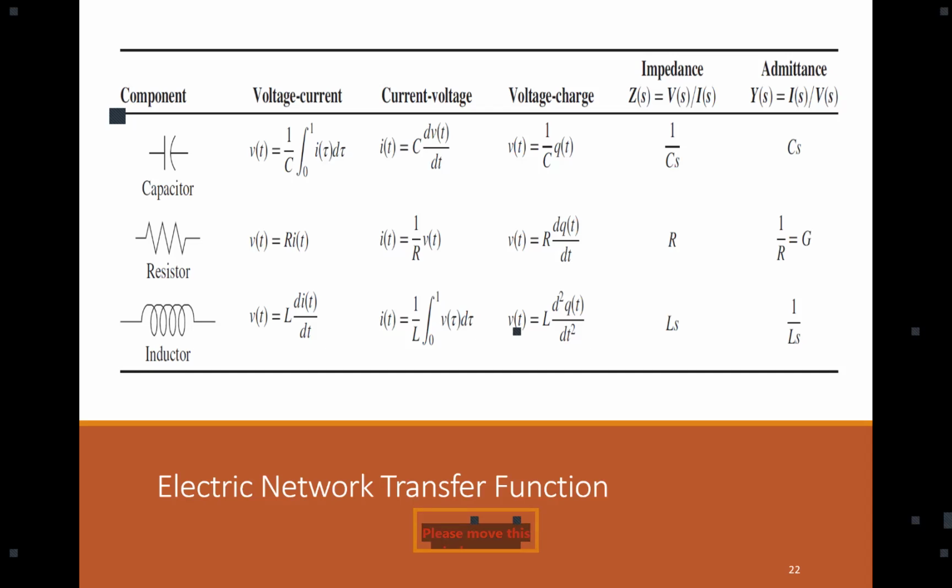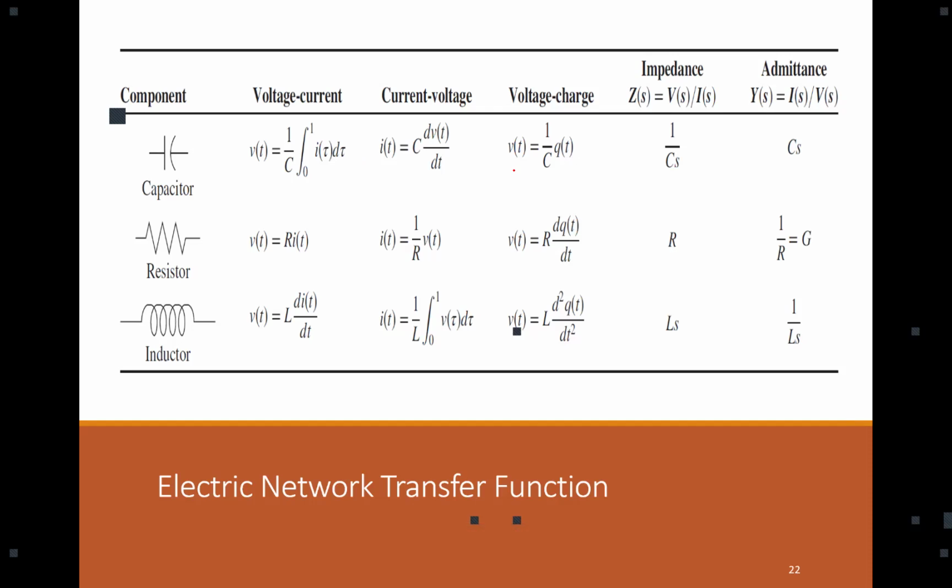Okay, now let's move on. The first component is the capacitor. We already know that if we consider voltage and current as input and output, we can relate these two by the differential and integral equations that we know from Circuits 1. The voltage across the capacitor through time is a time-variant function, and it is going to be 1 over C times the integral of the current.